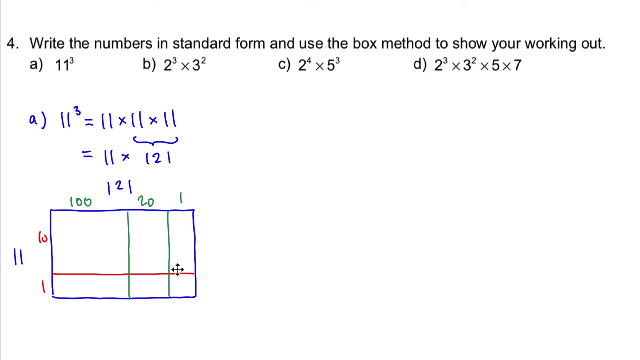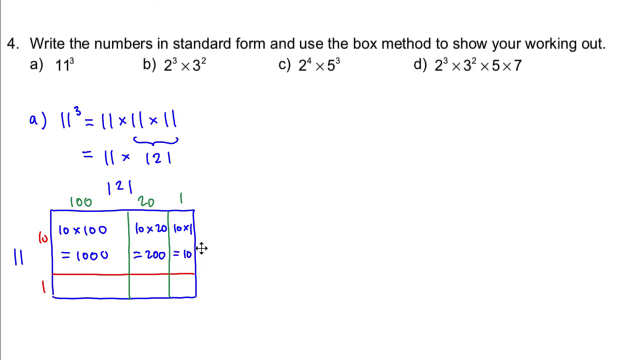There are other ways we could do it, but I like using all of the numbers that end in 0 where I can. So the first box has an area or a product of 10 times 100, which is 1,000. Working across the top, then I have 10 times 20, which gives me 200, and then 10 times 1, which gives 10.